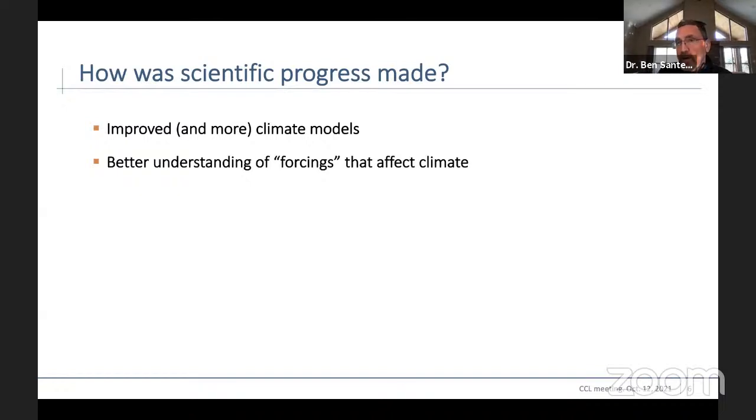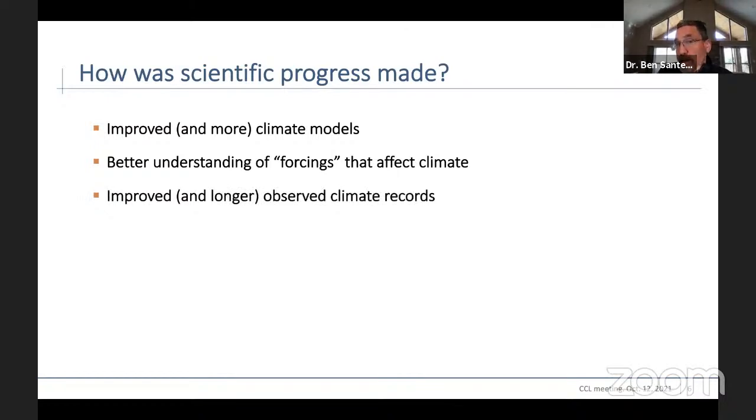We have a better understanding of the factors that influence climate: human-caused changes in greenhouse gases, particulate pollution, changes to the land surface involving things like urbanization and deforestation, natural external factors like changes in the sun's energy output and volcanoes. We have a much better, deeper, and richer understanding now of those external drivers of climate.